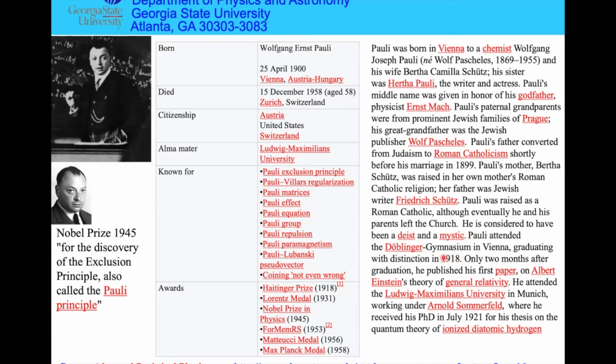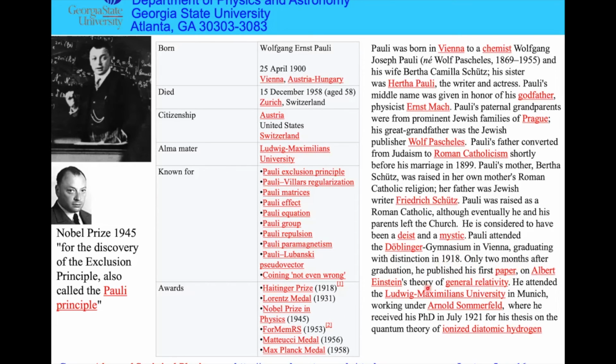But even more distinct than that, only 2 months after graduation from gymnasium, a Jesuit high school, he published his first paper on Albert Einstein's theory of general relativity. This is one of the most difficult areas in physics, especially at that time, especially for somebody who was 19 years old, just graduated from high school.